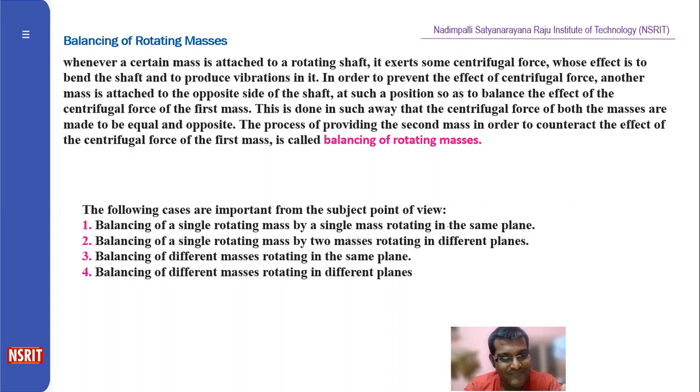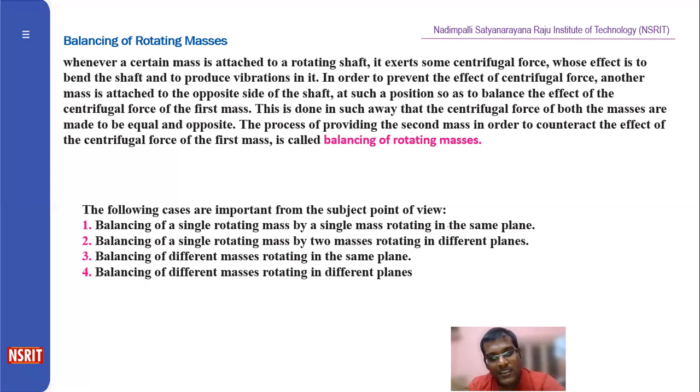This is done in such a way that the centrifugal forces of both the masses are made to be equal and opposite. The process of providing a second mass in order to counteract the effect of the centrifugal force of the first mass is called balancing of rotating masses. Here we are providing extra mass to balance that earlier disturbing mass. Both should be equal but in opposite direction.